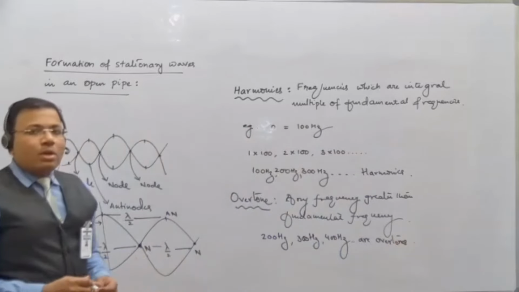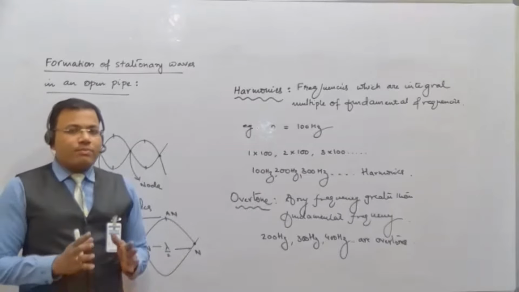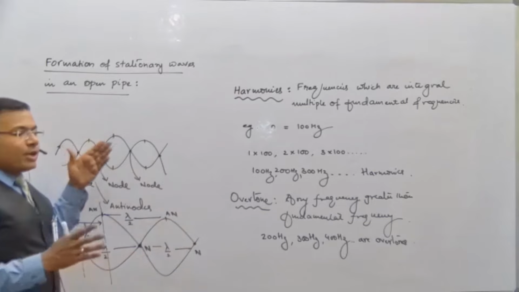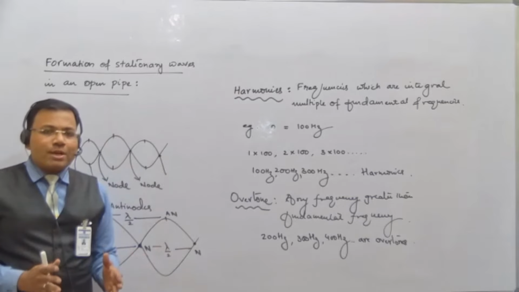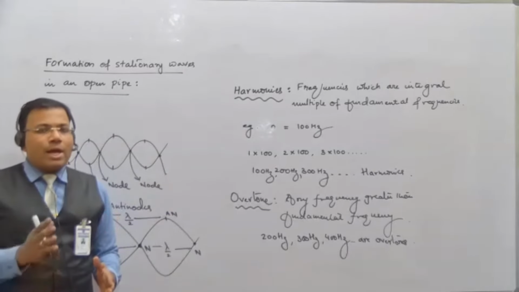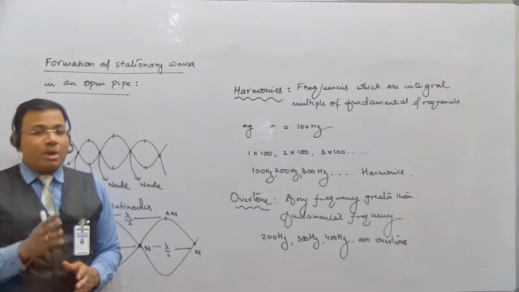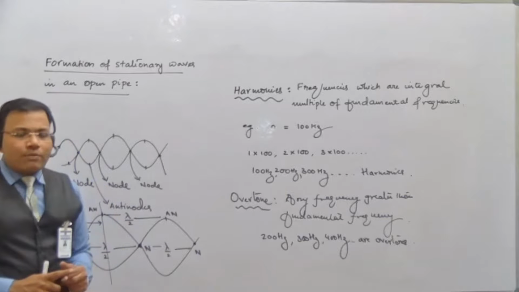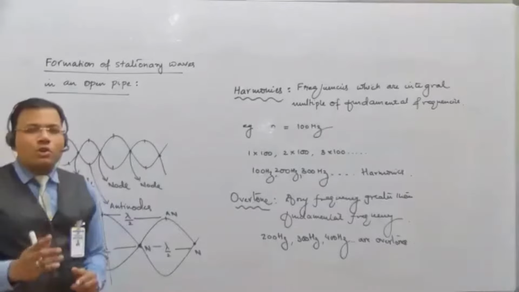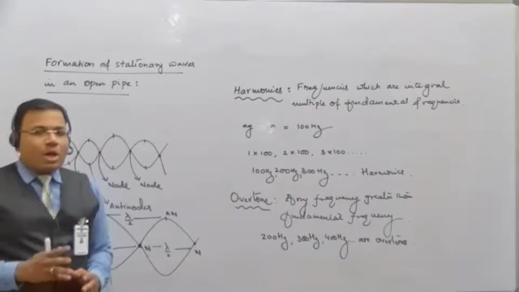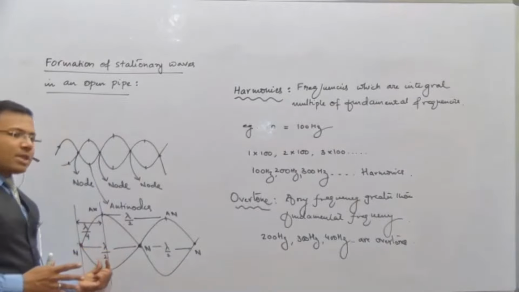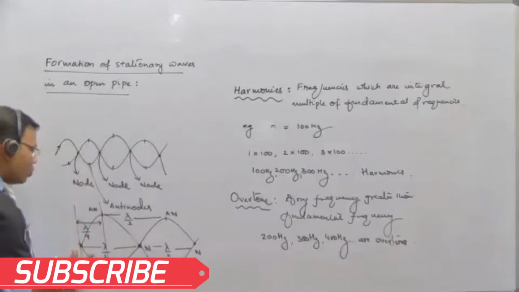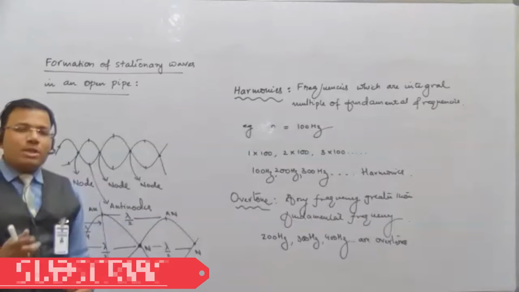So here you have to remember three things for the formation of stationary waves. First, what is a stationary wave? When two waves move in opposite directions, having the same amplitude and same frequency, and superimpose on each other, we get a stationary wave, also called a standing wave. The distance between two nodes is lambda by 2. Between two antinodes is also lambda by 2. The distance between a node and the next antinode is lambda by 4.